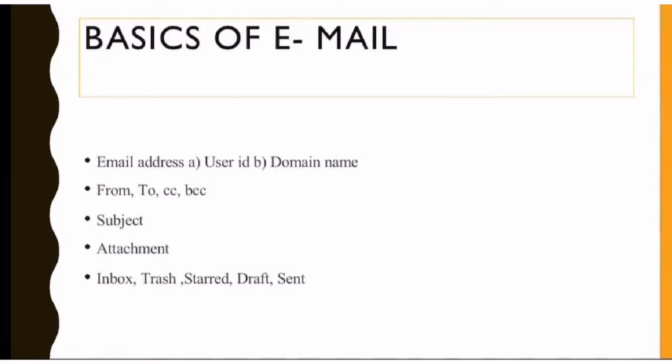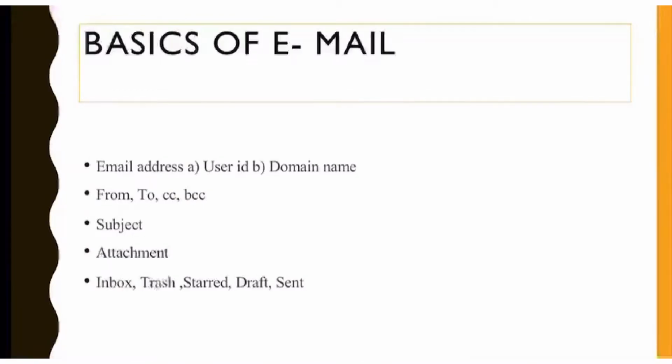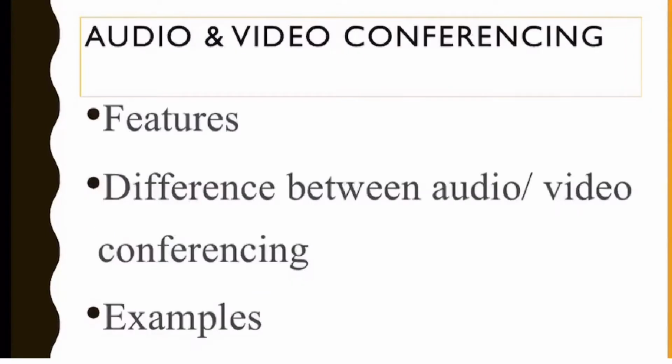Inbox is the folder where all the received mails will be, and trash is the folder where all the deleted mails will be. Starred folder is where we can star-mark and save the important mails for later reference, and in the draft folder we can find the mails which we have not yet sent, and in sent mails we can find the mails which we have sent already.